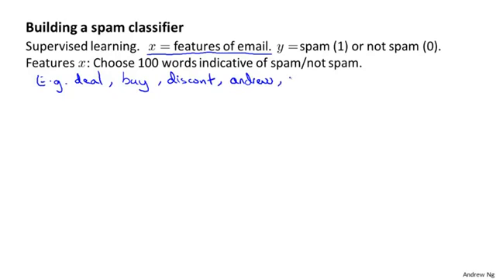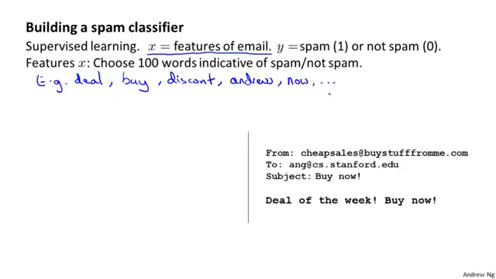And maybe for some reason I think the word now may be indicative of non-spam because I get a lot of urgent emails, and so on, and maybe we choose 100 words or so. Given a piece of email, we can then take this piece of email and encode it into a feature vector as follows. I'm going to take my list of 100 words and sort them in alphabetical order, say. Doesn't have to be sorted, but here's my list of words, discount, and so on, and eventually I'll get down to now, and so on.